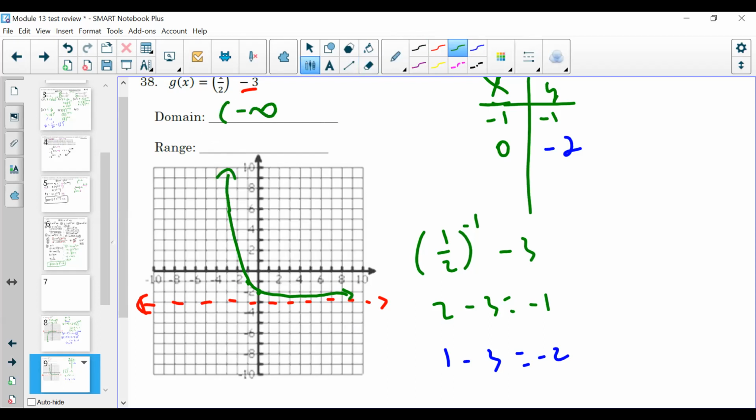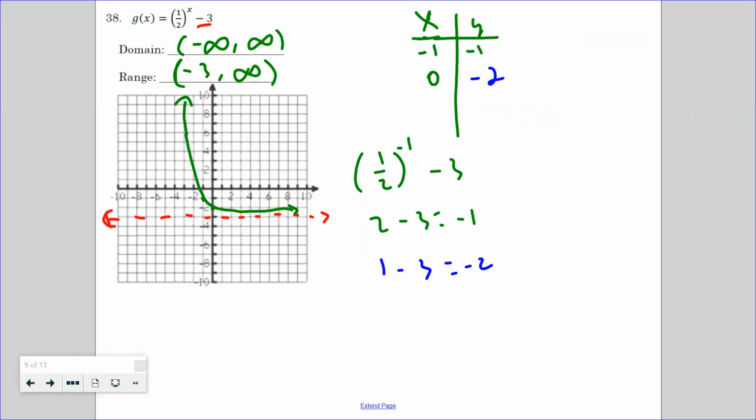Domain, like always, is all real numbers. Range, I'm going from -3 up to infinity. You can never equal infinity, and you don't ever equal -3. So they both get parentheses, not brackets. Any questions here? Are we good?